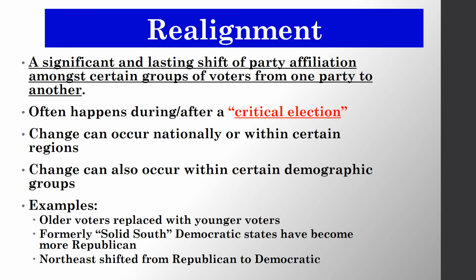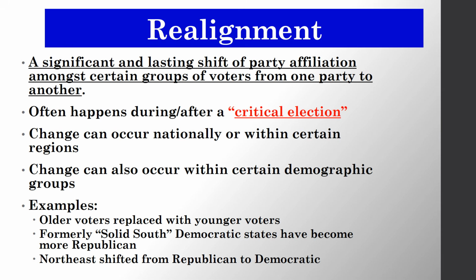So it can also occur within certain demographic groups. It can be a gradual shift within a certain group who votes one way for one party and then gradually shifts to the other. For example, white Southerners used to be very solid, very reliable voters for the Democratic Party, but in recent decades, they've shifted gradually to the Republican Party, and now white Southerners are very reliable voters for the Republicans. So that would be what we'd call a secular realignment.